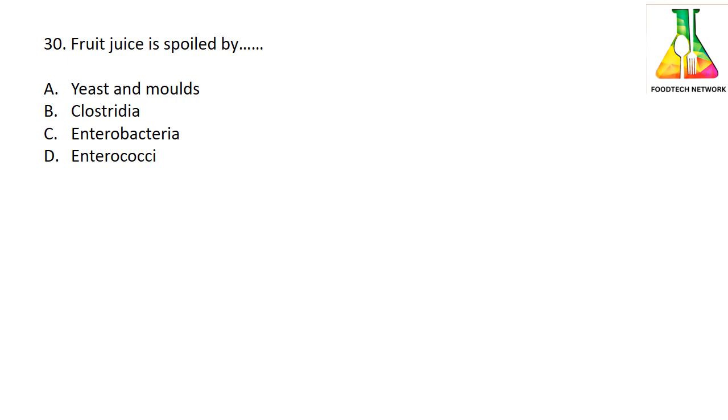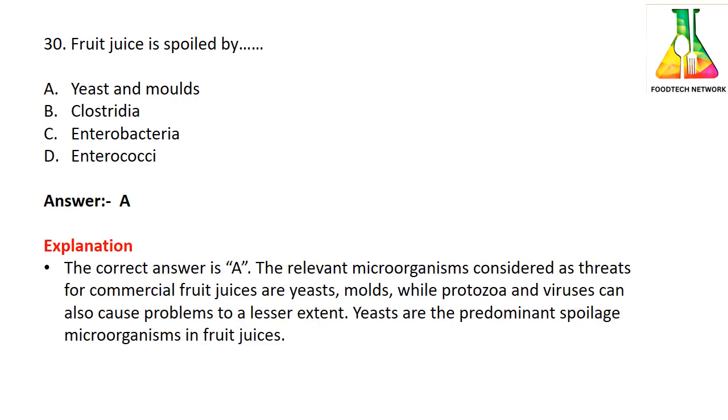Fruit juice is spoiled by dash. Option A, yeast and molds. Option B, Clostridia. Option C, Enterobacteria. And option D, Enterococci. Option A, that is yeast and mold, generally are responsible for the spoilage of fruit juices. The relevant microorganisms considered as a threat for commercial fruit juices are yeasts and molds, while protozoa and viruses can also cause a problem to a lesser extent. Yeasts are generally the predominant spoilage microorganisms in fruit juices.